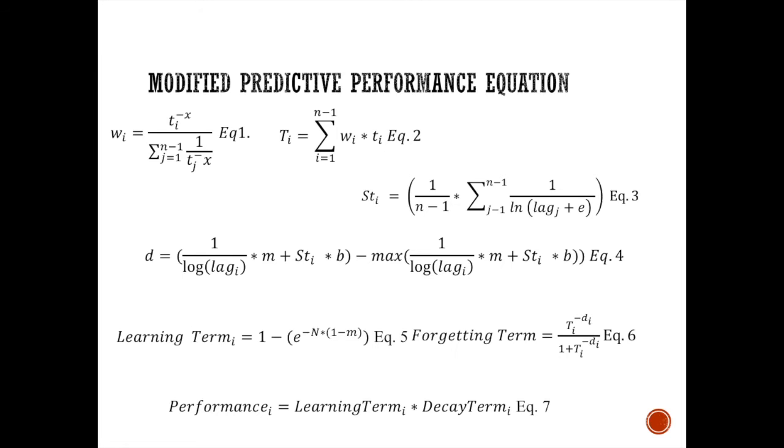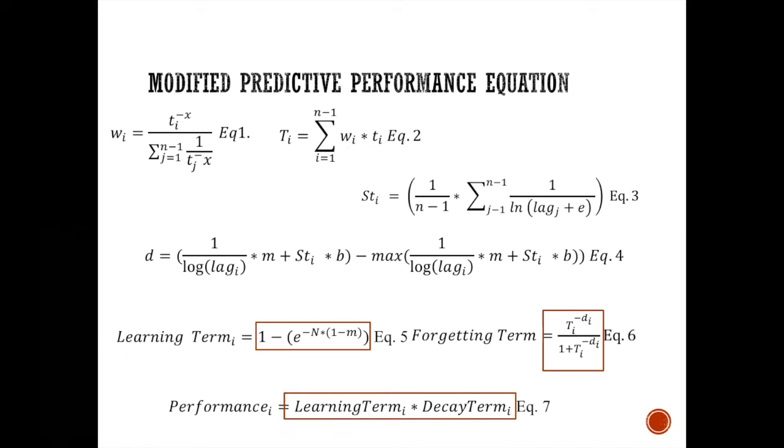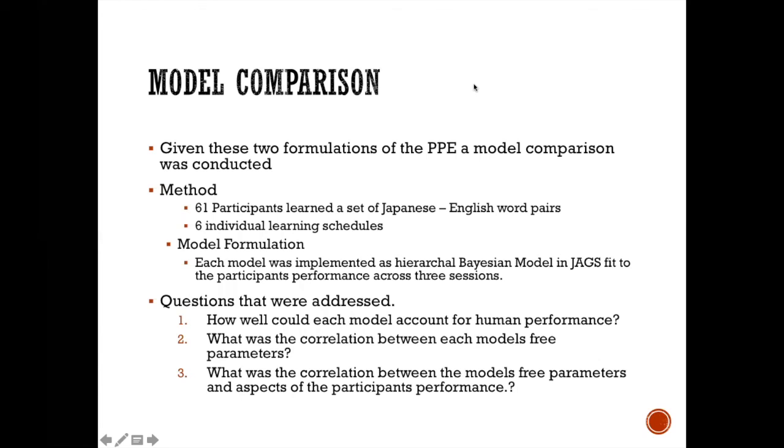In order to fix these 2 aspects in the PPE, we created the modified PPE, which addresses these 2 problems, making 3 changes to the PPE's overall structure. First, we modified the decay term, giving the model a learning rate and a decay rate, which affects the spacing term. Second, we modified both the learning term and the forgetting term so that they're unitless metrics. And third, we removed the logistic term, allowing performance to be a function of both the learning and decay terms directly.